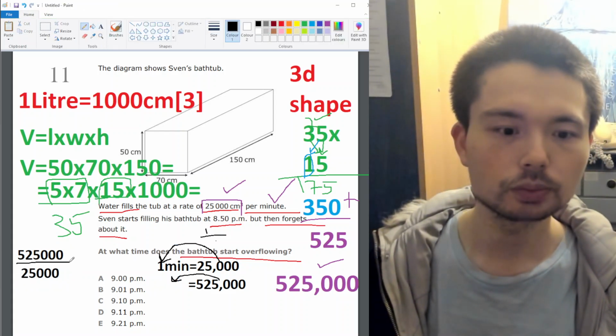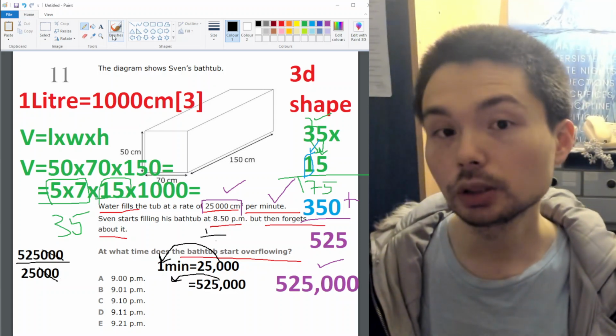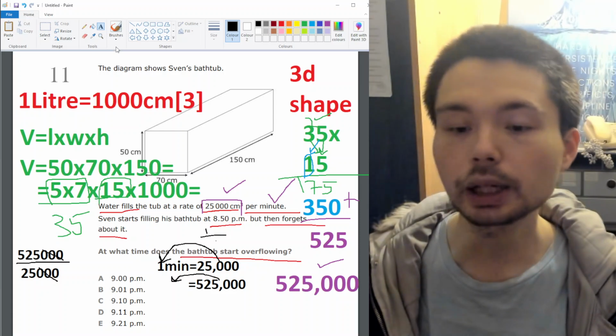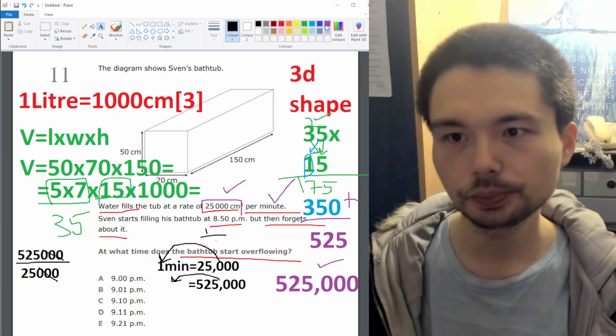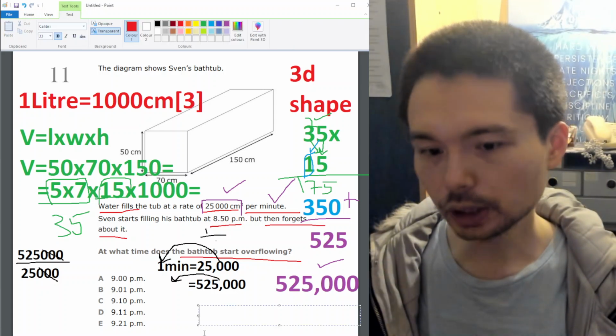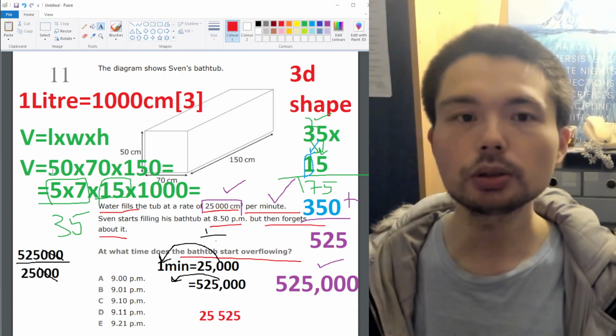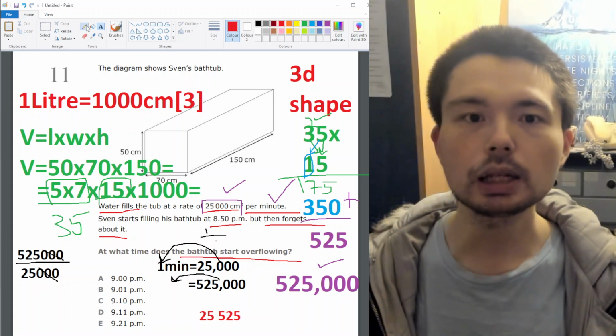Because the zeros just cancel. So it's really just 525 divided by 25. Just do short division. You guys have 5 seconds, then I will do it as well. Okay, let's quickly do it. 25 into 525. Just do short division, man. This bit should be easy.